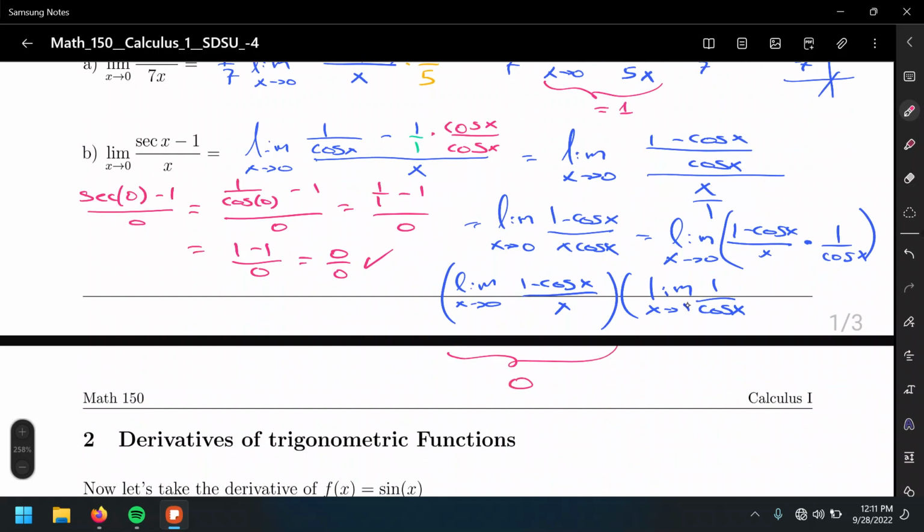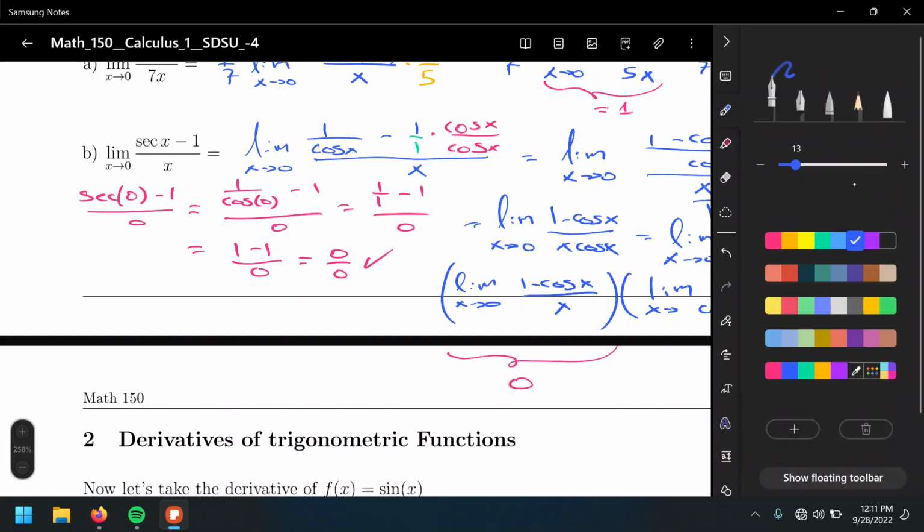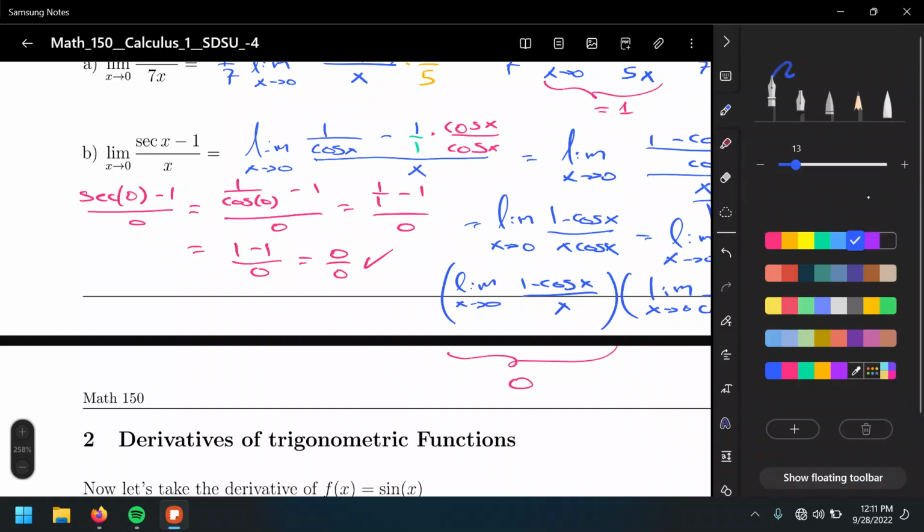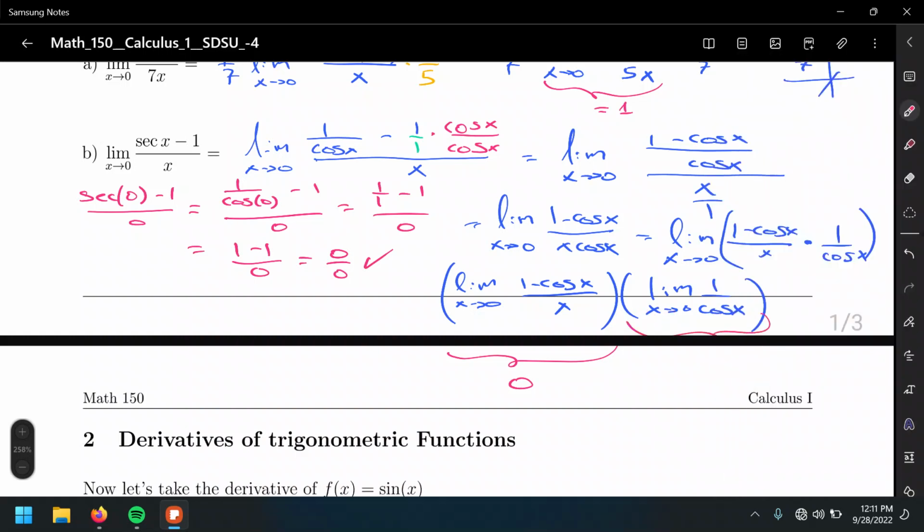And well, 1 over cosine of, oh, that's supposed to be 0, not 1. So 0. What's cosine of 0? Isn't it again 1? So this limit will go to 1. So 0 times 1, 0. So the idea here is to manipulate the limit expression so that we get somehow to those special limits. Alright? So now let's get into the derivatives of trigonometric functions.